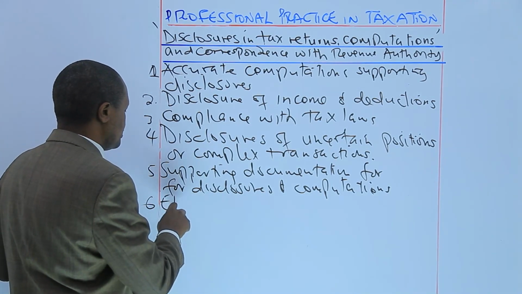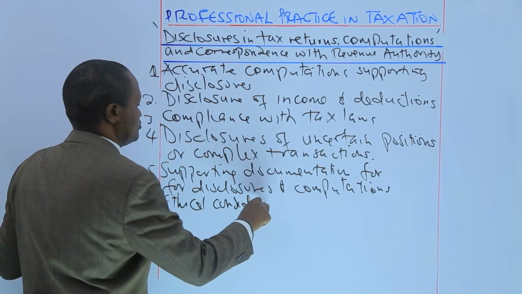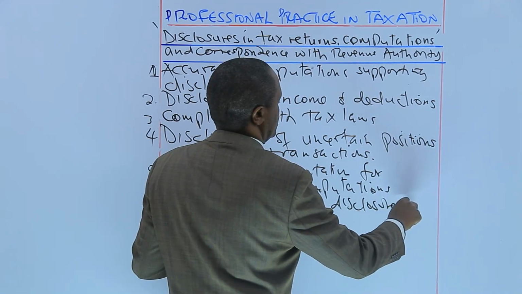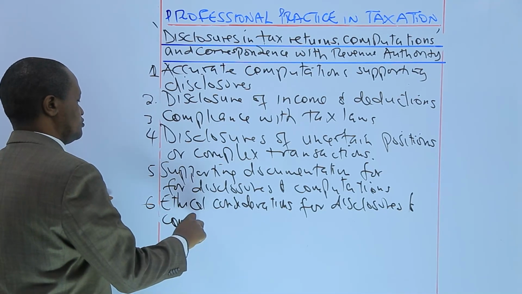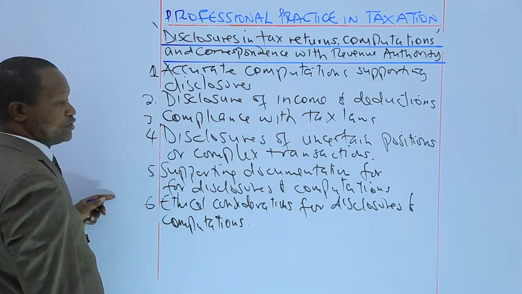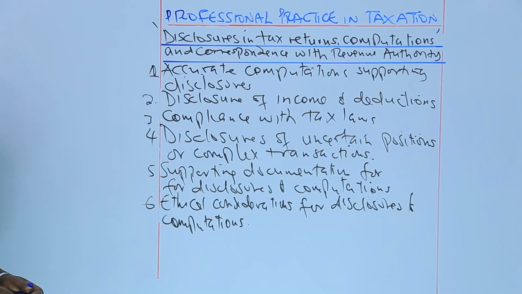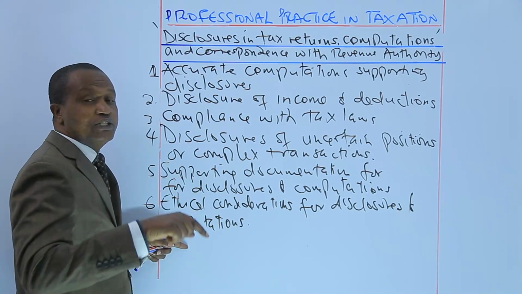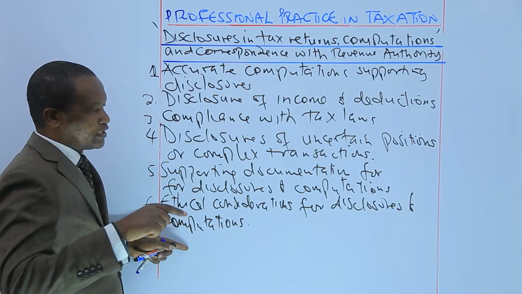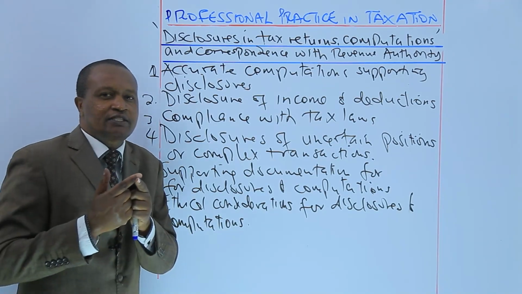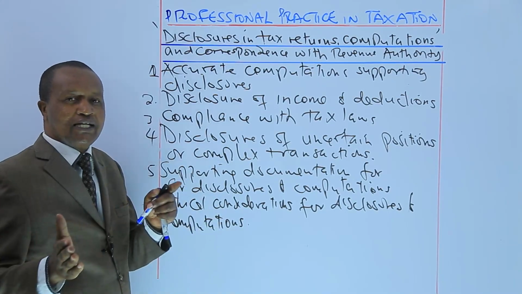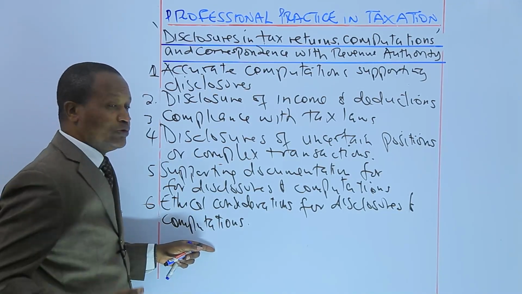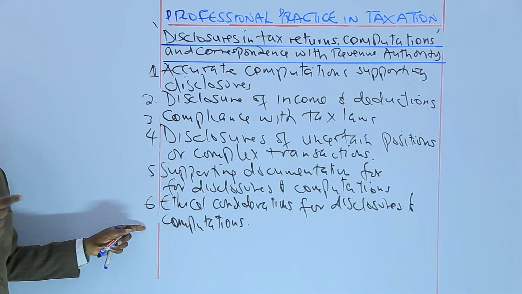Then 6, we have ethical considerations for disclosures and computations. Ethical practice involves ensuring that all required disclosures are made, and they are not just made, but are made faithfully, truthfully, and accurately. So tax professionals need to exercise what we call professional judgment in order to balance the client's interests with the responsibility to adhere to ethical standards and legal requirements.